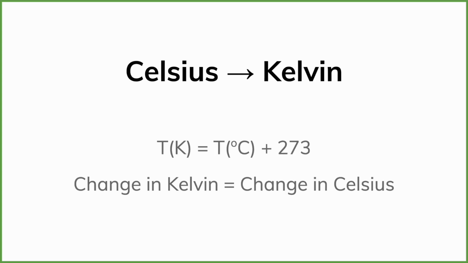If you want to convert between Celsius and Kelvin, if you have the Celsius number, you add 273. If you have Kelvin and you're trying to get Celsius, you subtract 273. And one thing to note is that a change in Kelvin is the same as a change in Celsius, because the magnitude of 1 Celsius is equal to the magnitude of 1 Kelvin. So they're the same size measurement. It's just the starting point that is different.